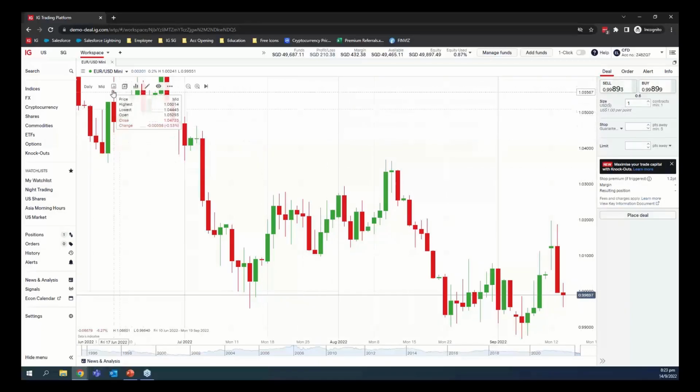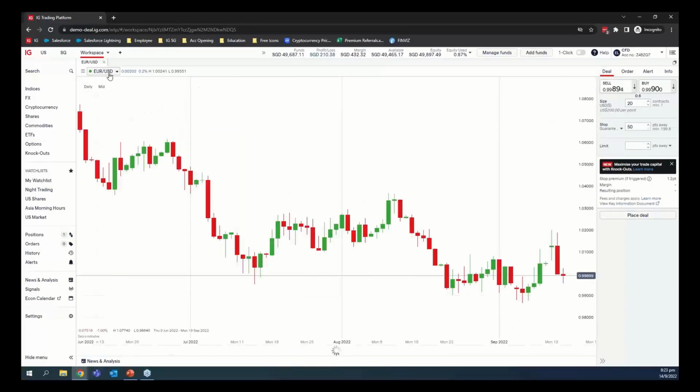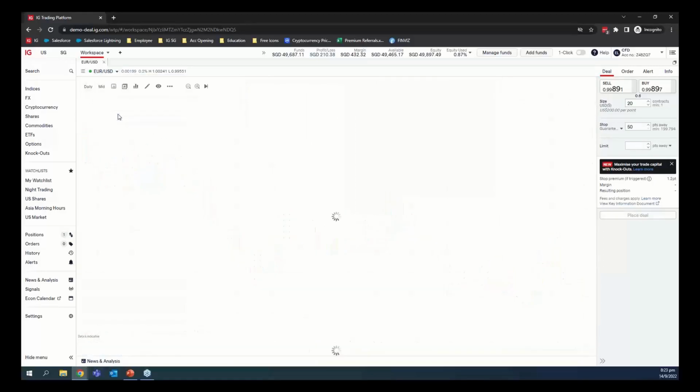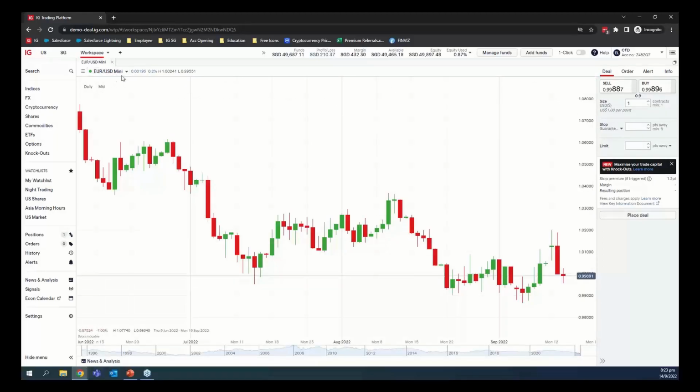So for this particular pair, the euro against the dollar, you can select over here in the drop down whether you want to trade a mini contract or a standard contract. Like I shared earlier on the lot size, if you go into this contract, one lot is 100,000. This is a standard lot. If you're looking to trade in a smaller size, you can select this mini contract, the euro dollar mini. There is no difference at all in terms of the bid offer for mini or standard contract. The main difference is just the size of the contracts.